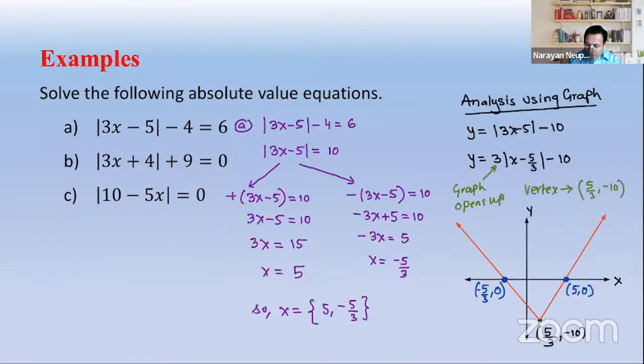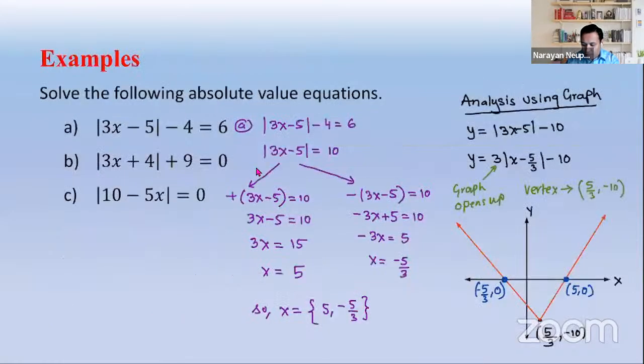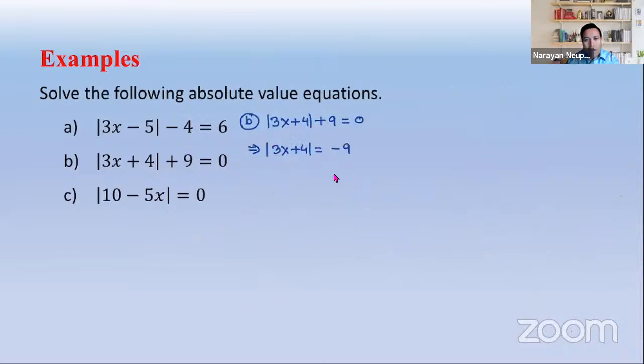See, what we have studied here at the beginning is, whatever is there inside the absolute value, it can be a negative number or it can be a positive number. Whatever is there inside the absolute value, your final result should always be positive, right? On the right-hand side, it should always be positive. For example, in the first part, the absolute value of 3x minus 5 is a positive 10. We got a positive value, right? But here, we are getting a -9. That means this is not possible. Absolute value cannot be negative, right?